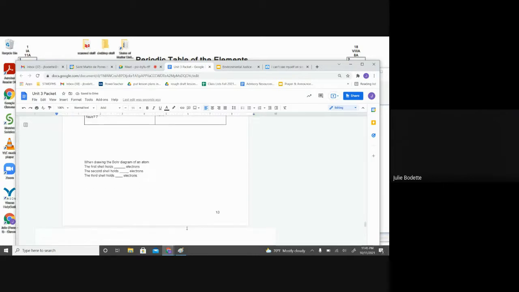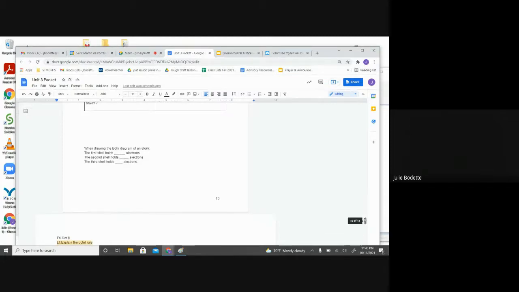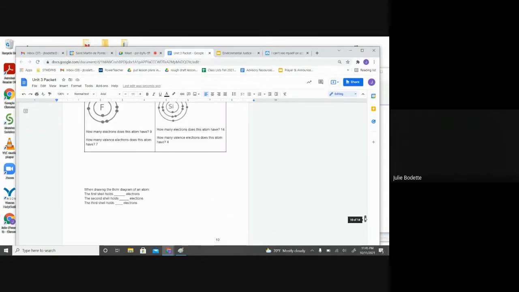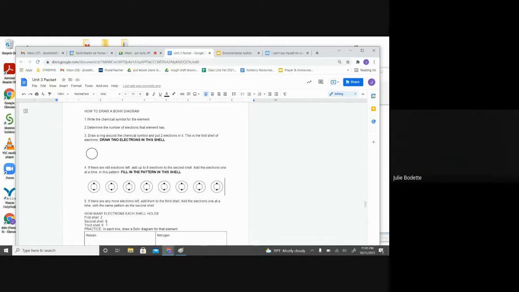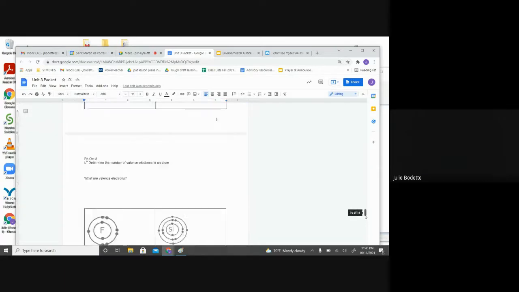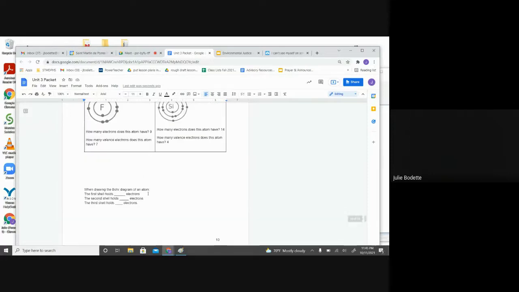And then when drawing a Bohr diagram, these answers are actually already in your packet, right here, but I'll go ahead and go over them. So the first shell holds 2 electrons.